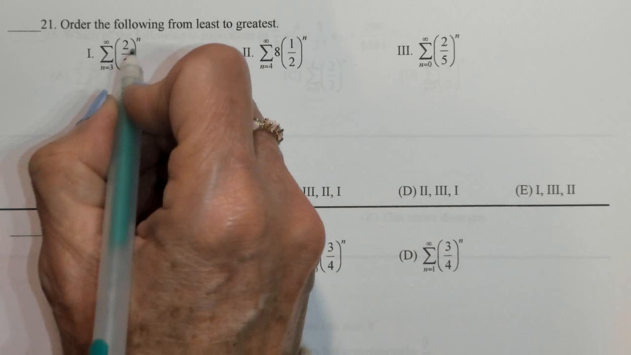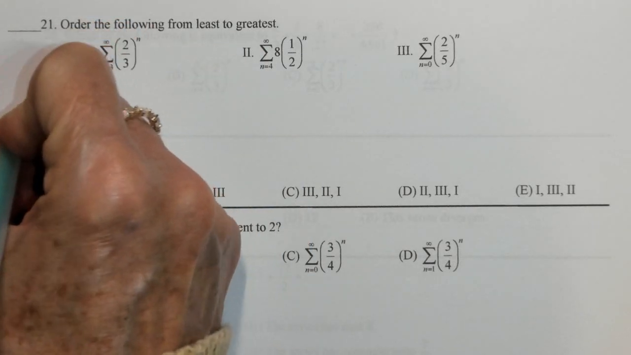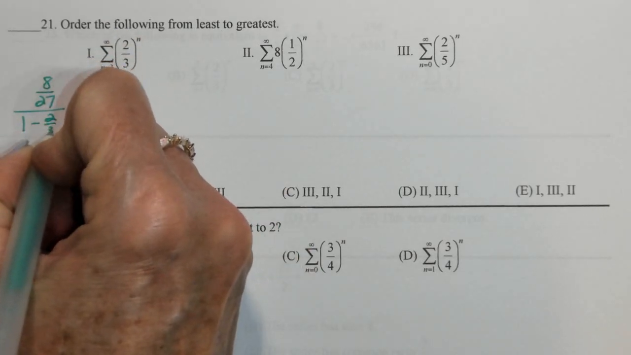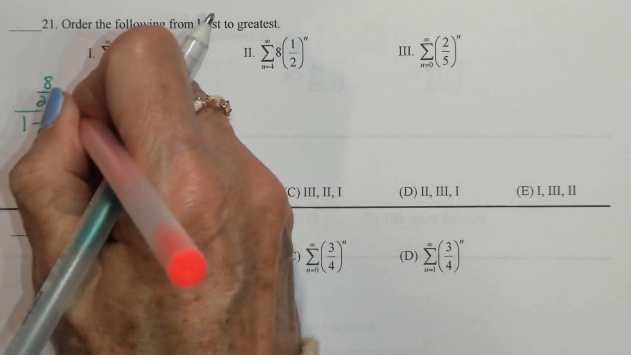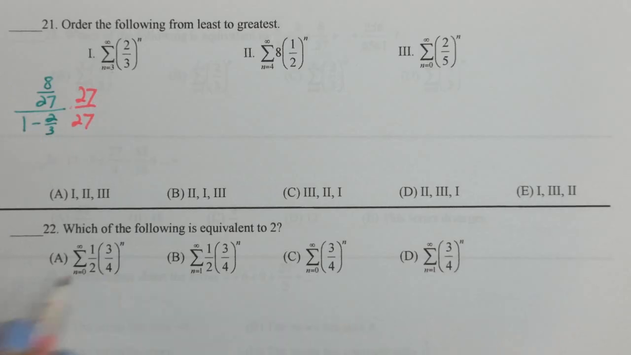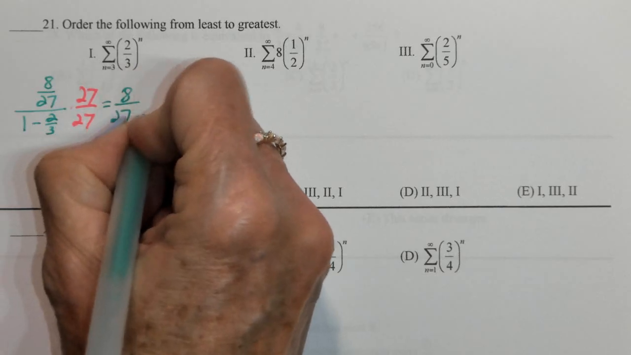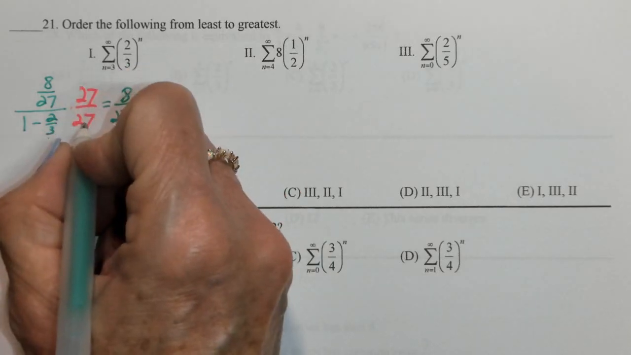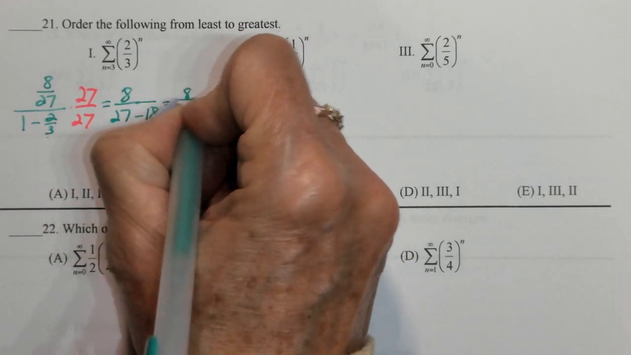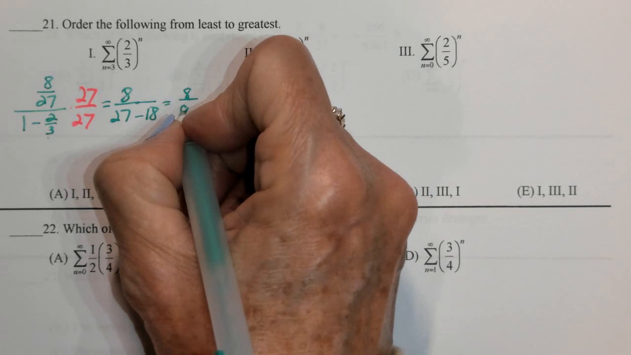The first term is when n is 3. So our first term is going to be 8/27. R is 2/3, so 1 minus 2/3. This time I'm multiplying both top and bottom by 27 because a 27 will get rid of both the 27 and the 3. Up on top we have 8. On the bottom we have 27 minus, 3 goes into 27 9 times, 9 times 2 is 18. 8/9, right?